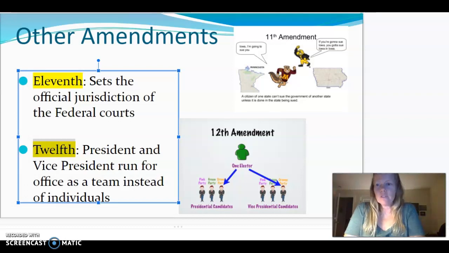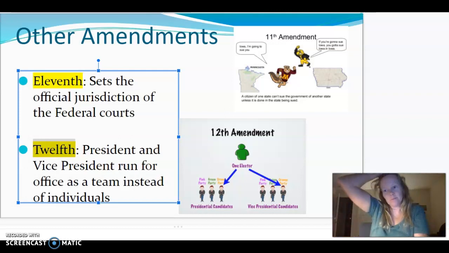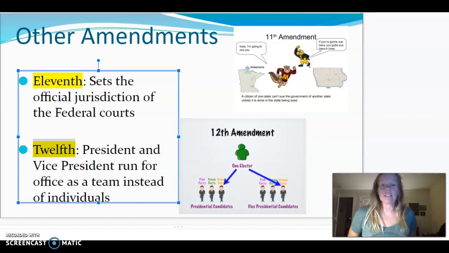All right, we're going to do the quickest overview of the remaining amendments after the Bill of Rights, the 11th through 27th. I'm going to tell you easy ways you can remember this. Don't get down in the weeds. If you want to go back to history class and figure out how some of these happened, go ahead, but we're just going to keep it simple.